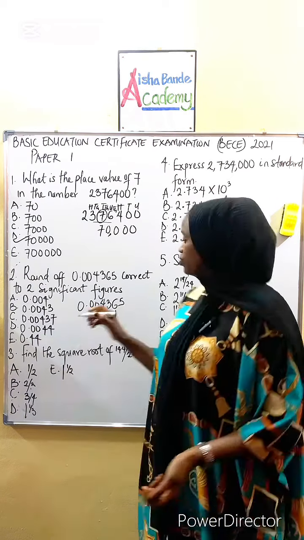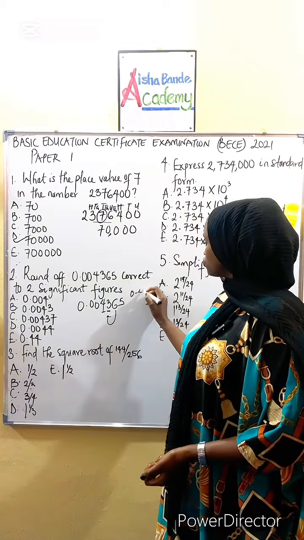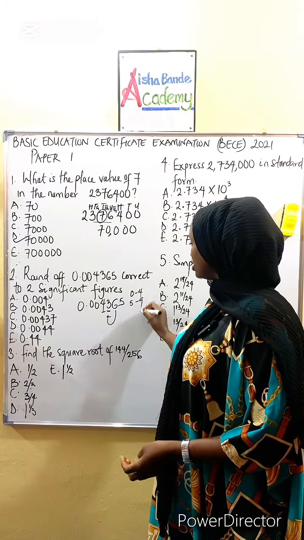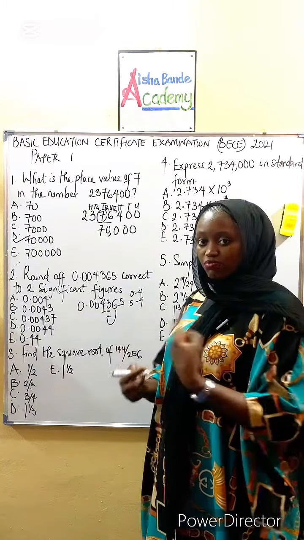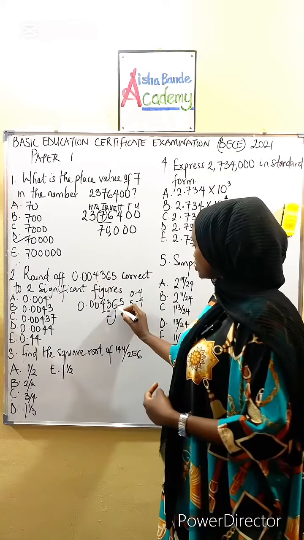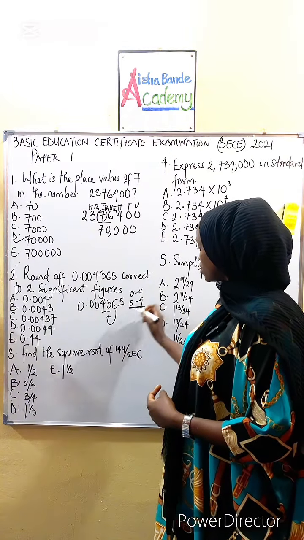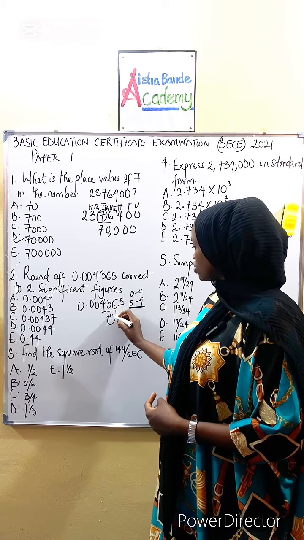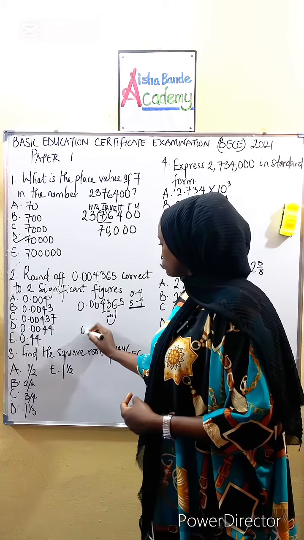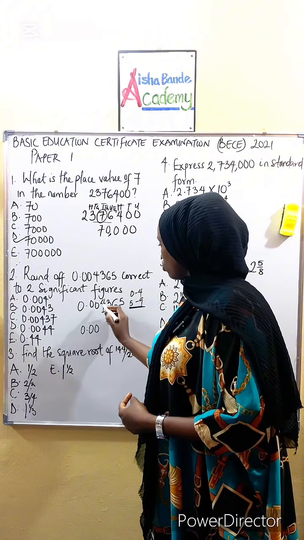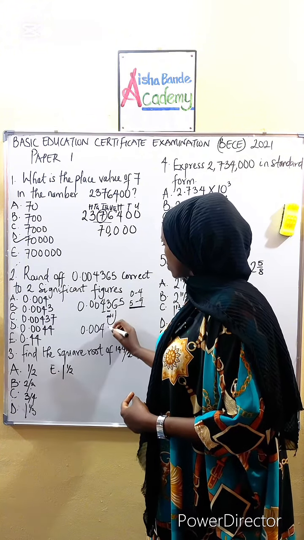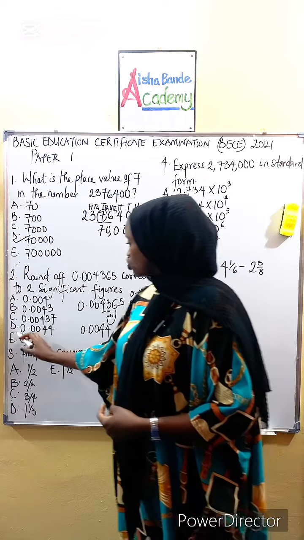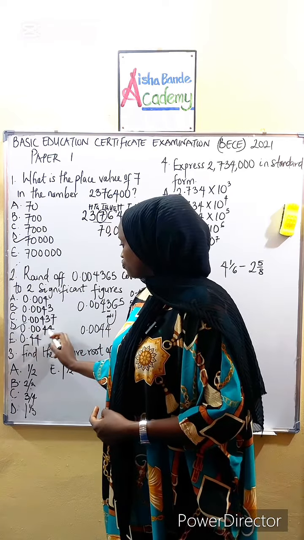When you're rounding off, we round down from 0 to 4, and we round up from 5 to 9. So when we're rounding up, it means we add plus 1 to the number close to it. So this 6 now is between these figures here, so we are going to round up this 3 to become plus 1. So this is going to be 0.004, then 3 plus 1 here gives us 4. So the answer is going to be 0.0044, which is option D.